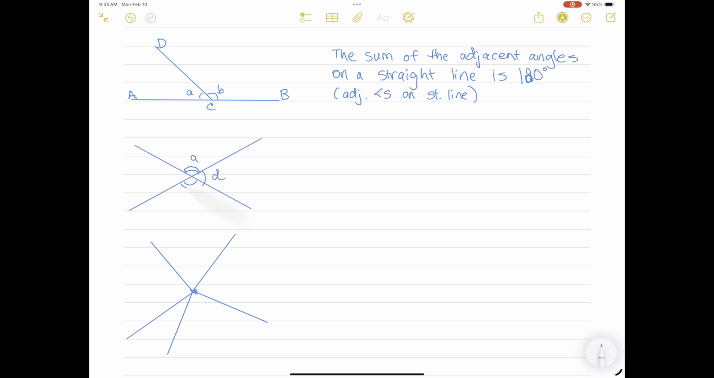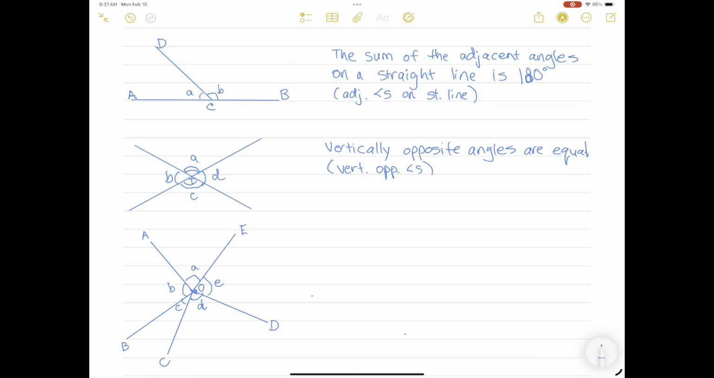Secondly, we studied and demonstrated the axiom, vertically opposite angles are equal, the abbreviation of which is written in parentheses. And finally, we used the first axiom, the sum of the adjacent angles on a straight line is 180 degrees, to prove the theorem, the sum of angles at a point is equal to 360 degrees. And we abbreviate that theorem in parentheses.